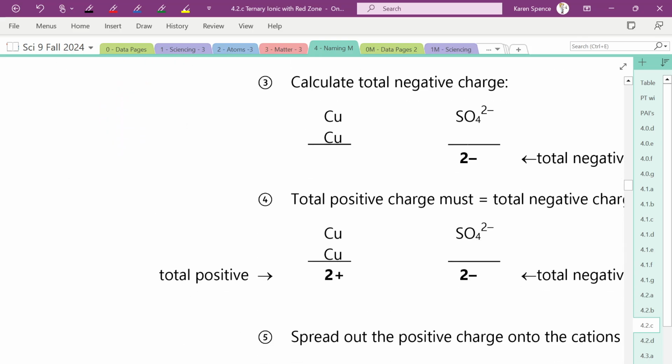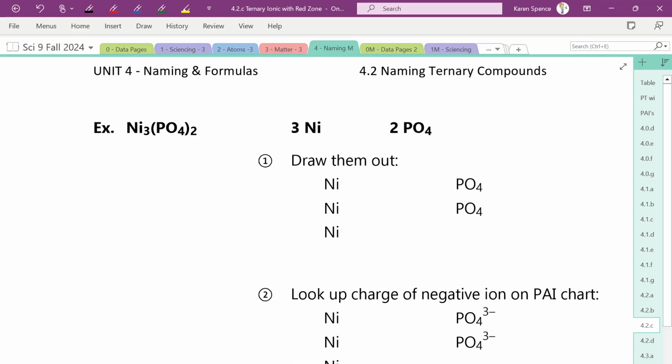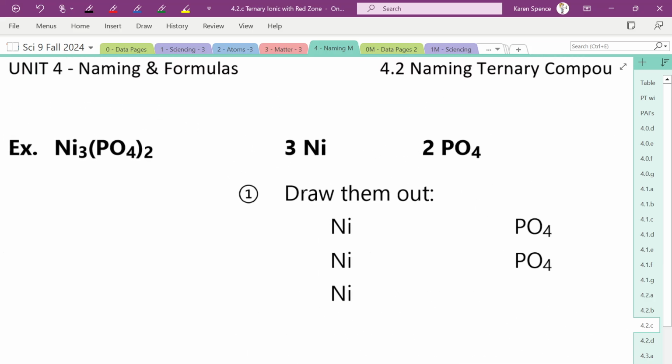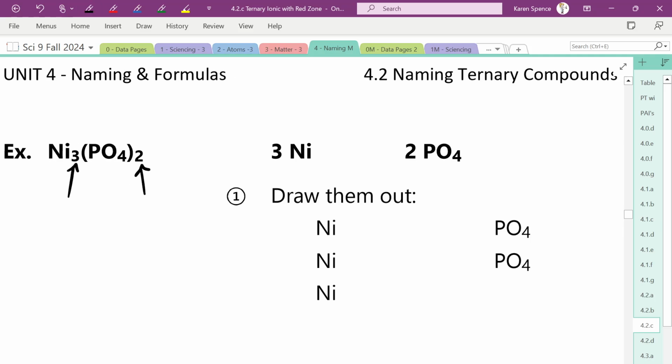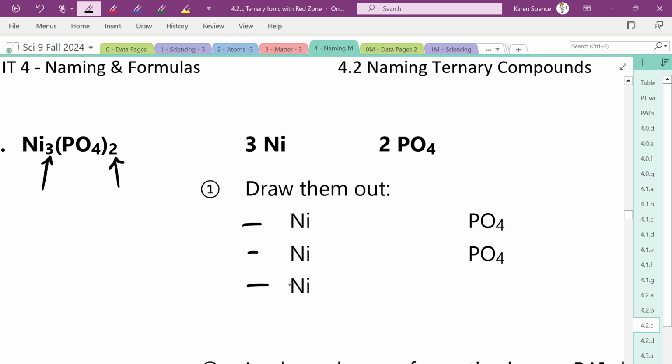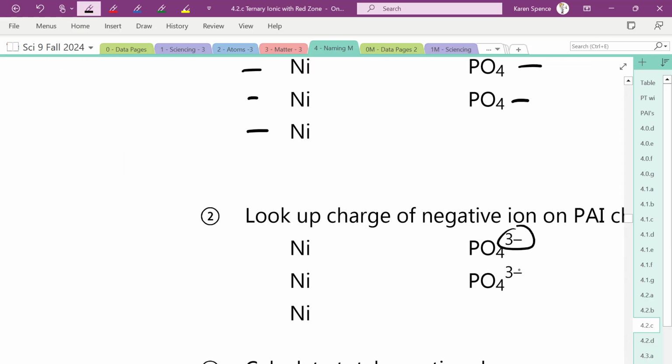Now let me just check and see if there's anything else we did in here that was important. Oh my gosh. Here's nickel phosphate. We can do this one really quick. We have 3 nickels, we have 2 phosphate. Draw them all out, nickel, nickel, nickel, phosphate, phosphate. Look up the charge of the negative ion. We're going to pretend we looked on our chart and phosphate is 3 negative.